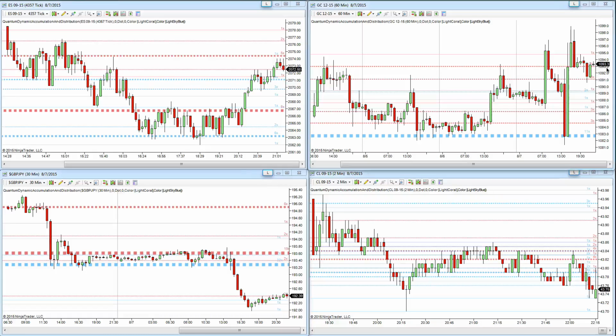The quantum dynamic accumulation and distribution indicator works in all time frames, from tick charts to time-based charts, and from seconds to minutes to months.